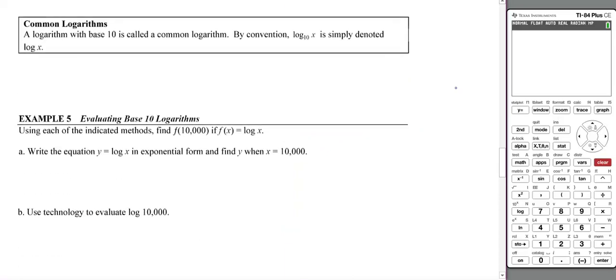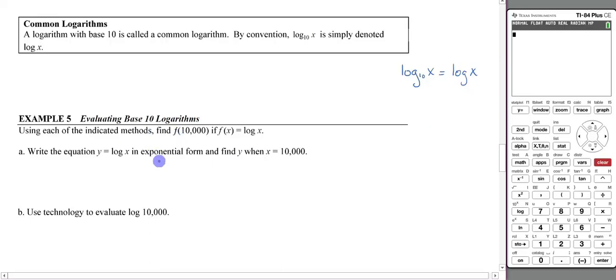Now, common logarithms are with base 10. They're used so often that if we don't write a base in there, it's understood to be a 10. So a log base 10 of x is the same thing as log of x. Nothing written there, understood, base 10.